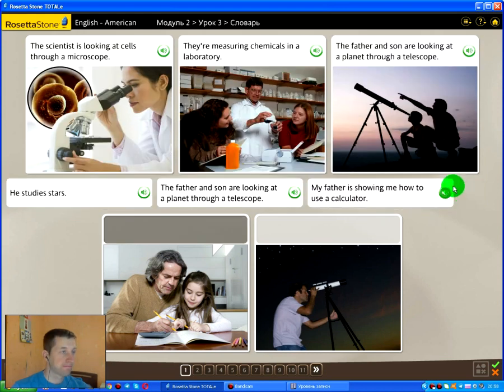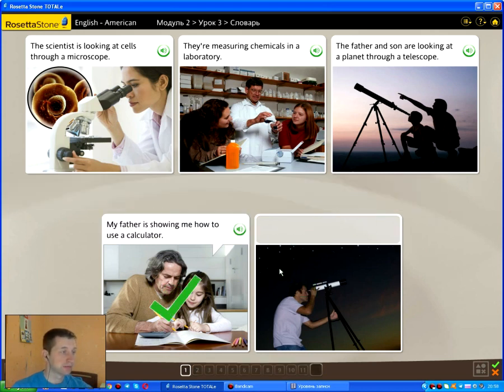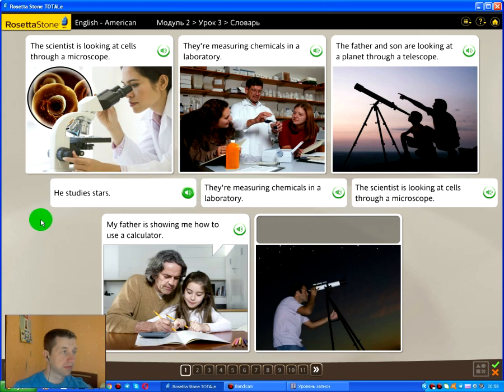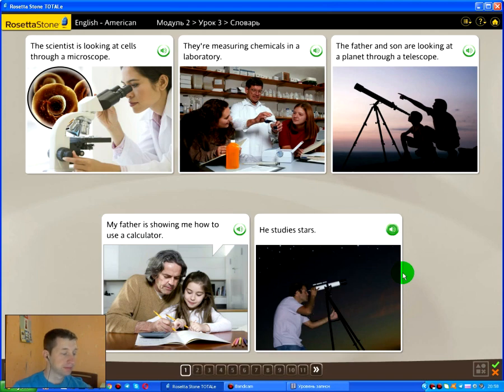My father is showing me how to use a calculator. Мой отец показывает мне, как использовать калькулятор, как пользоваться калькулятором. My father is showing me how to use a calculator. Calculator. He studies stars. Он изучает звезды. He studies stars.